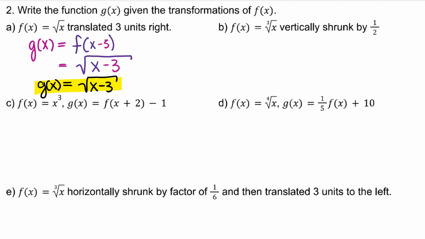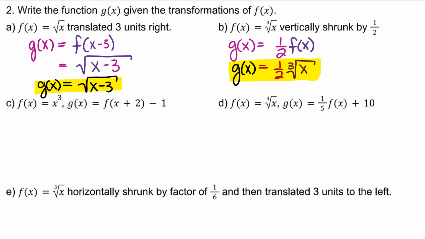For part B, we need to vertically shrink cube root x by 1/2. A vertical shrink should be multiplied by the entire function. And there's my answer. This time, they already wrote the transformation algebraically. Plus 2 inside of the function is left 2, minus 1 outside of the function is down 1. Add 2 to the x and subtract 1 from the entire function.